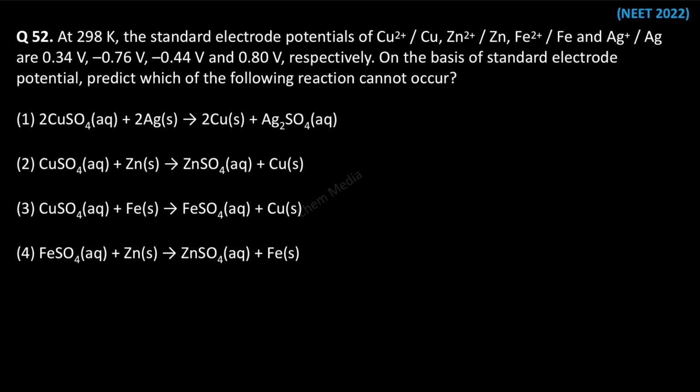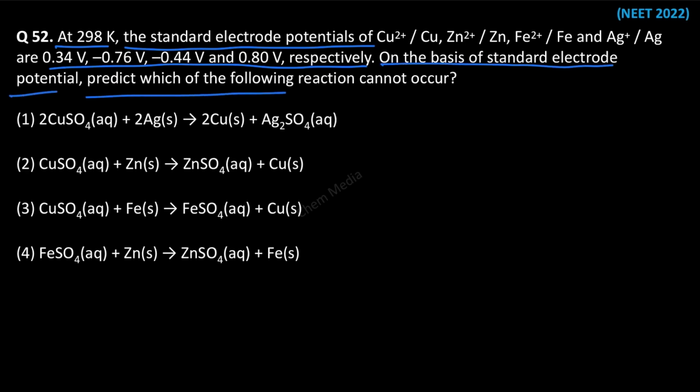Hello everyone, here's a question from electrochemistry. At 298K, the standard electrode potentials of 4 different electrodes are given. On the basis of standard electrode potential, predict which of the following reaction cannot occur.